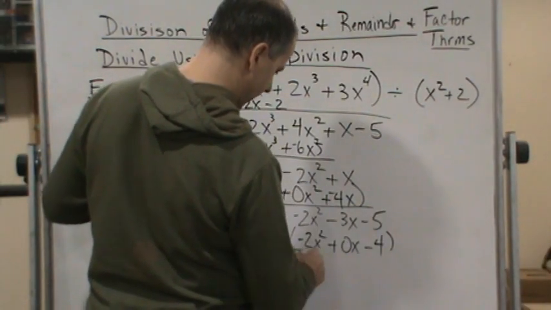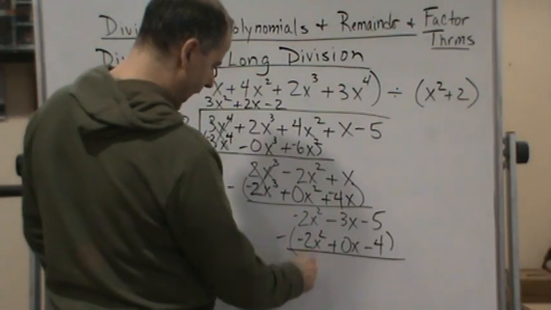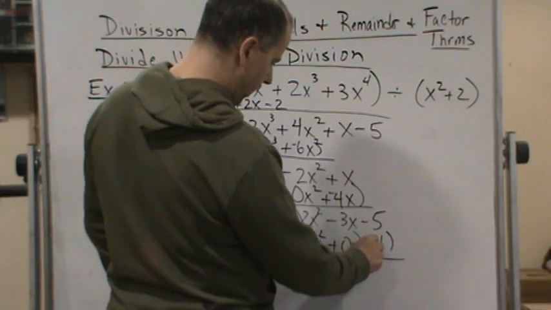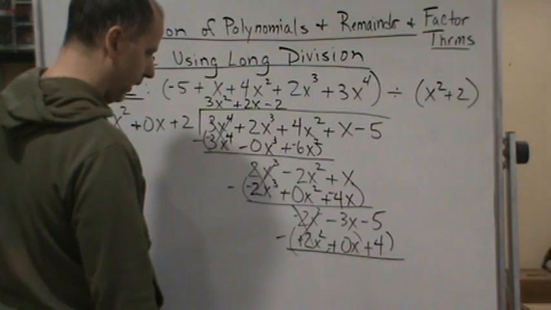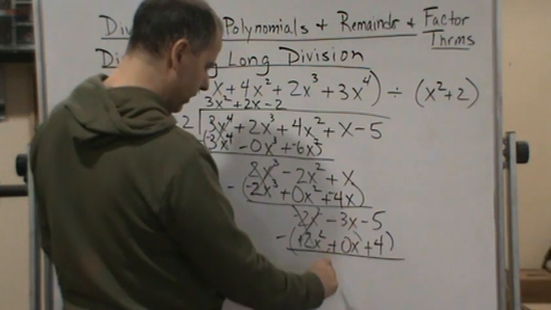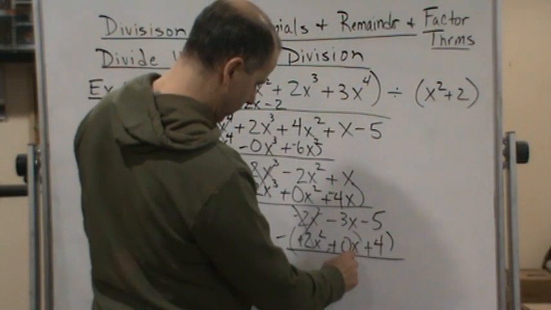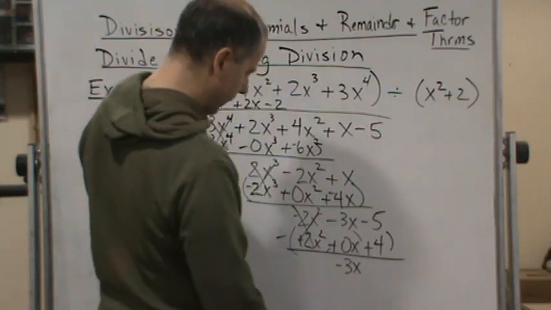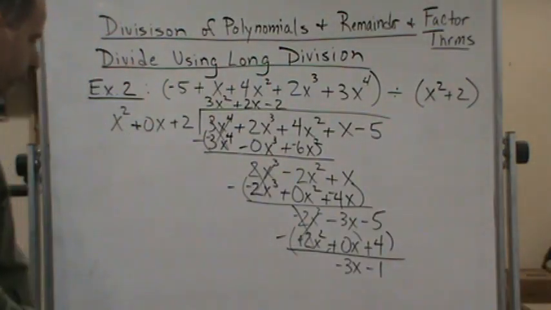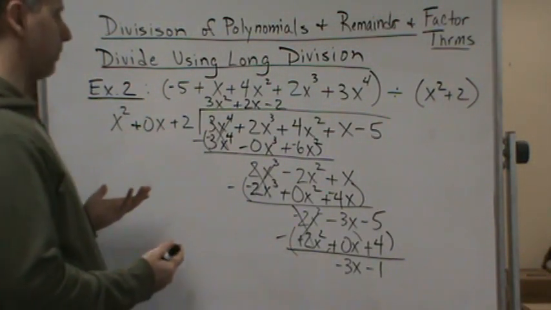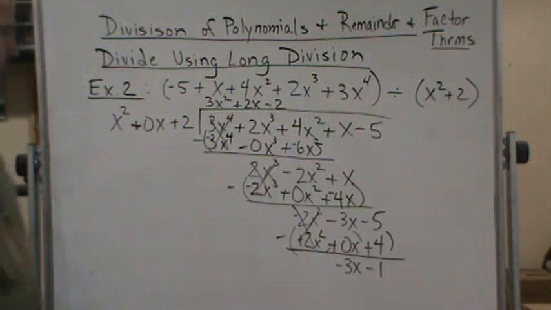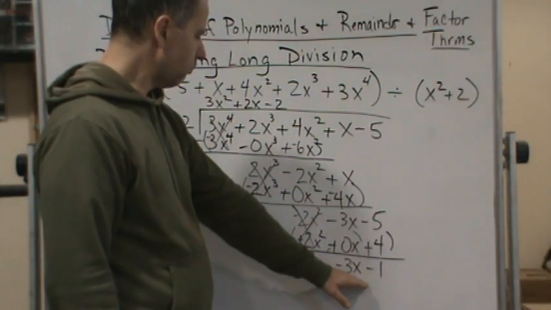Now I'm going to subtract again. And again, if I subtract, this becomes positive, which means this is going to drop out. Doesn't matter because it's 0, and this is going to become positive. And so when I add, I'm going to get what? I'm going to get minus 3x minus 1. And now I can't do anything more. I've got to stop because I've reached the end. So whatever's left over is my remainder. So this is my remainder.